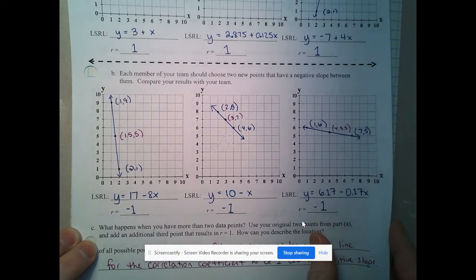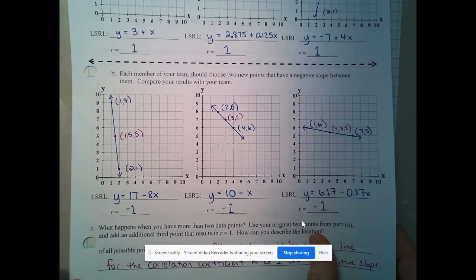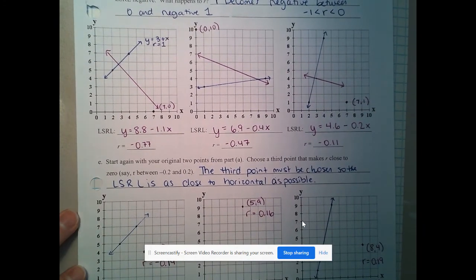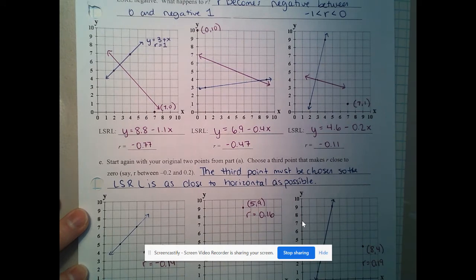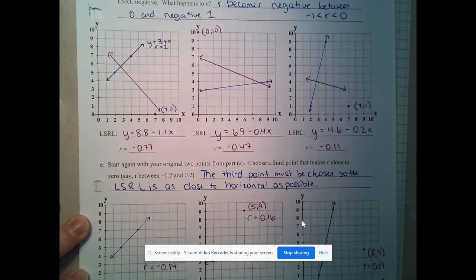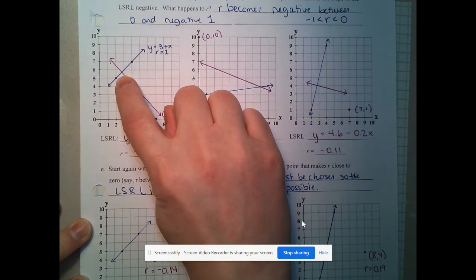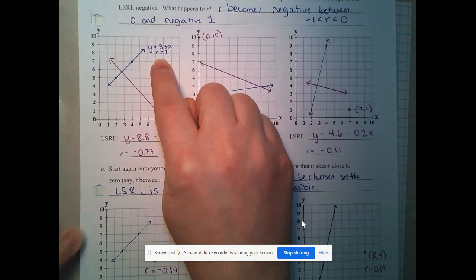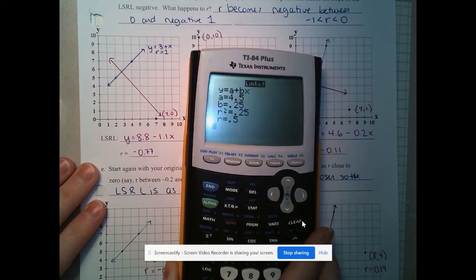And that's all we got out of that second page. Now, you're welcome to type in pairs of coordinates and go through the process so that you can check it. But that is the outcome of the second page. That's what we want to take away. Third page. It says, start again with your 2 original points, enter a third point that makes the slope go negative. So in the 2 original points here, I had y equals 3 plus x, and I had an R value of 1. So I want to walk you through this one.